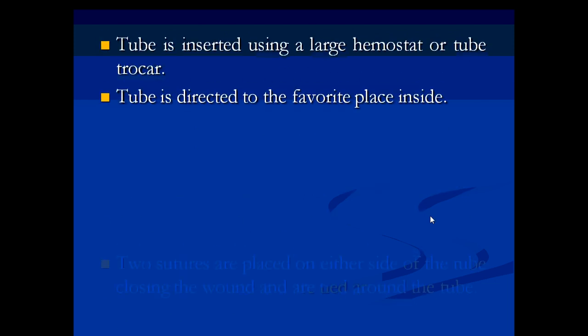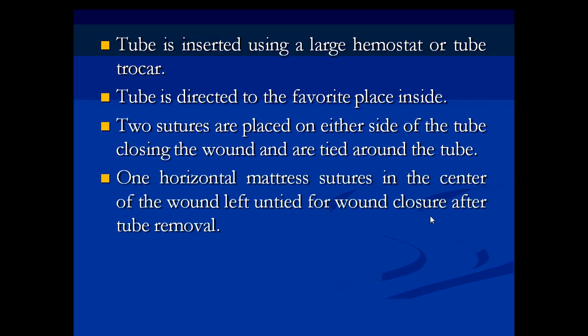The tube is inserted using a large hemostat or tube trocar. A hemostat is an artery forceps by which we can catch the chest tube tip and insert it inside the pleural space and direct it upward or downward or anterior or posterior as we need, according to the position of the collection, and according to the aim of the chest tube insertion. So if it's pneumothorax, it's better to direct it to the apex of the lung. If it's a collection like hemothorax or empyema or effusion, it's better to direct it downwards.